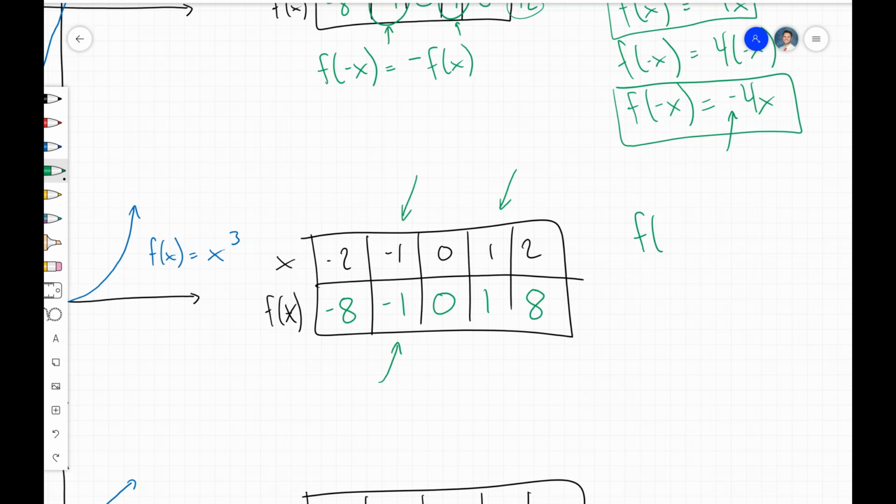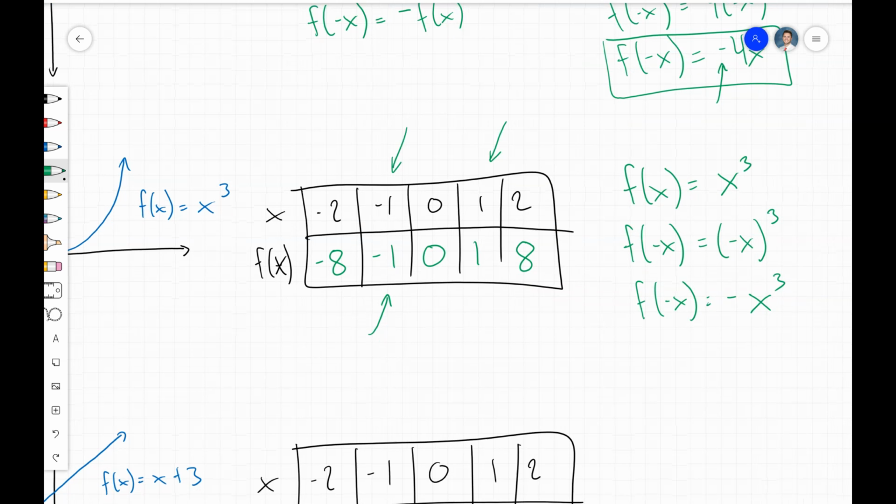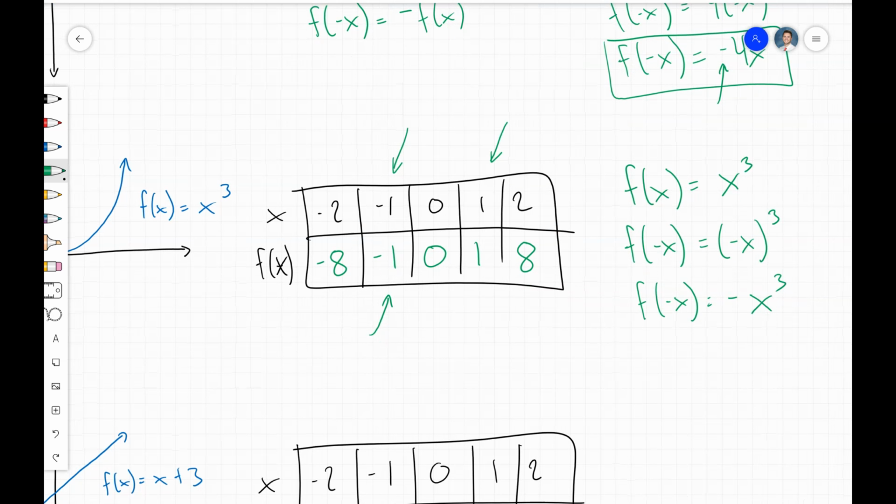Again, f of x is equal to x cubed. And so f of negative x will equal negative x cubed. And we know that negative x cubed will equal negative x cubed. And so again, we can see that f of negative x is going to be the opposite of f of x. In other words, f of negative x equals negative f of x.